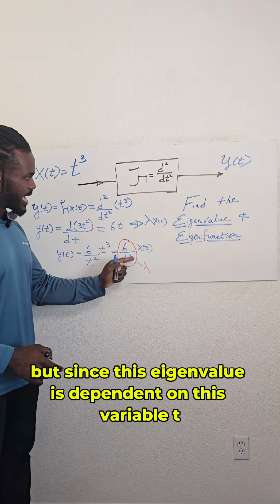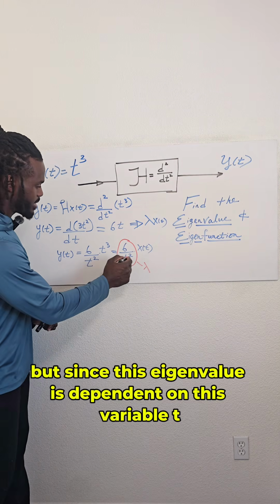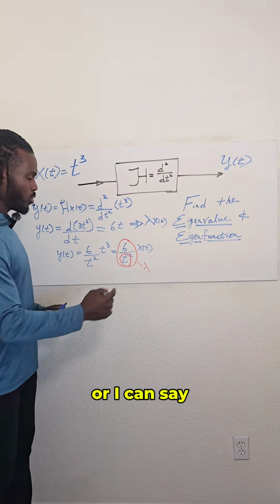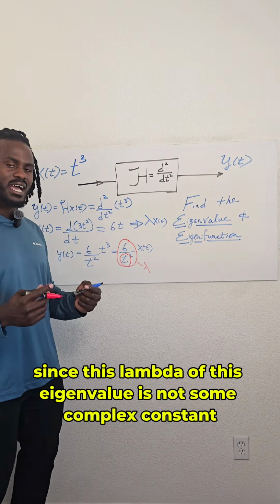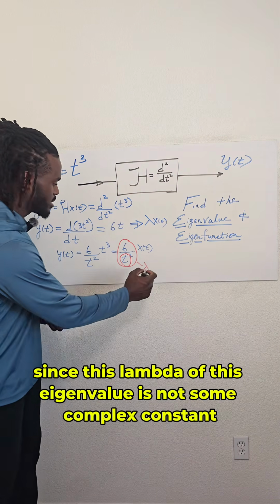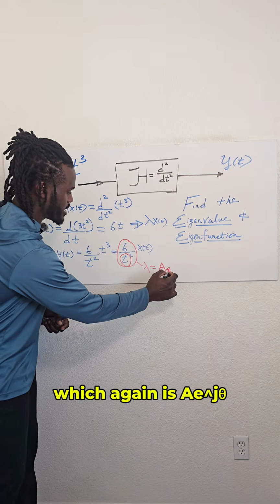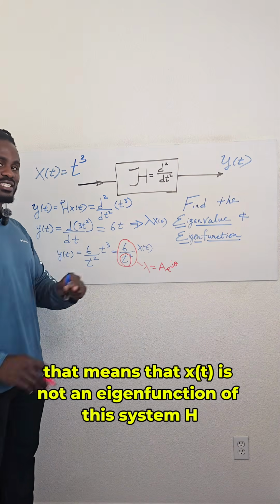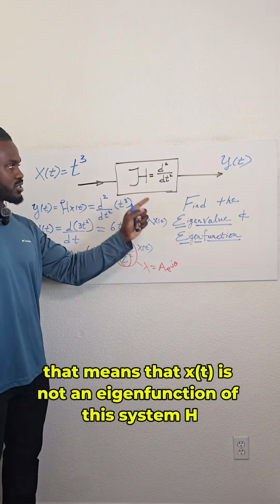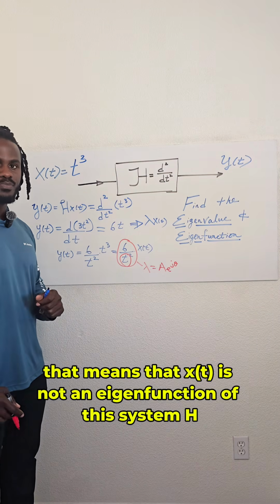But since this eigenvalue is dependent on this variable t, or I could say since this lambda or this eigenvalue is not some complex constant, which again is a e to the j theta, that means that x of t is not an eigenfunction of this system h.